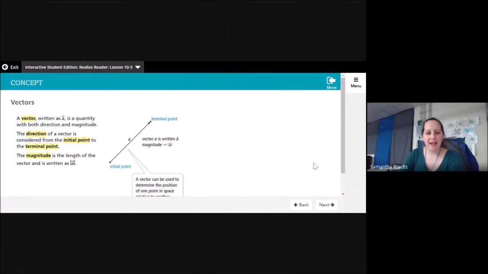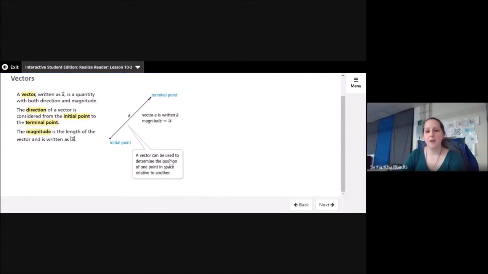Concept, vectors. A vector written as A with this little arrow over it is a quantity with both direction and magnitude. The direction of a vector is considered from the initial point to the terminal point, so where it starts to where it ends. The magnitude is the length of the vector and is written as the absolute value of the vector of A. So a vector can be used to determine the position of one point in space relative to another.